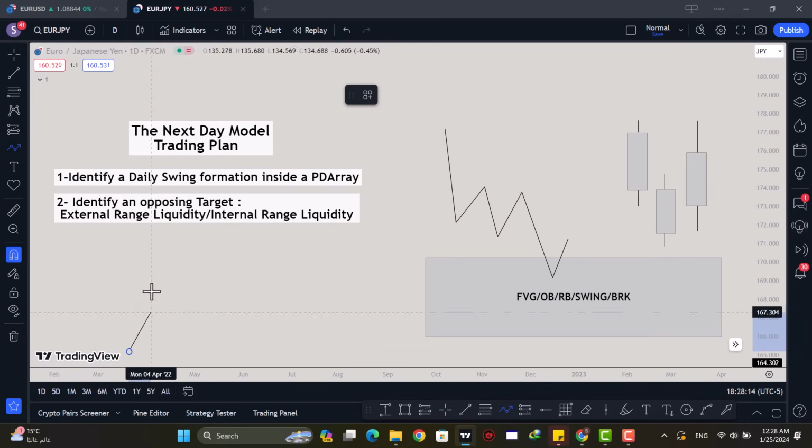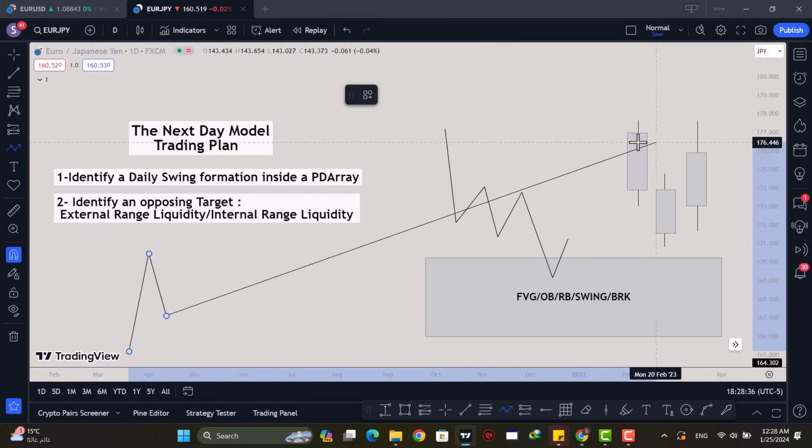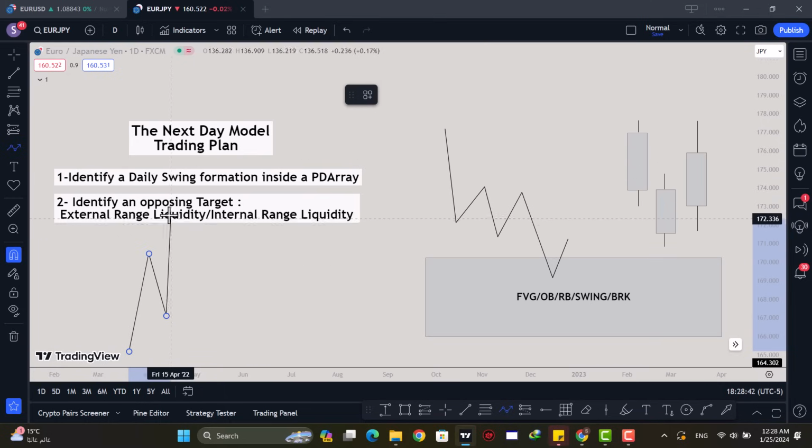Let's say we have an expansion higher on the daily or the weekly, it doesn't matter. Price started retracing, and it retraced to a fair value gap right here from that leg. Now, inside that fair value gap, we formed this three candle formation. Now, what is the target in this case? This high right here, right? This is logical. External range liquidity, this high.